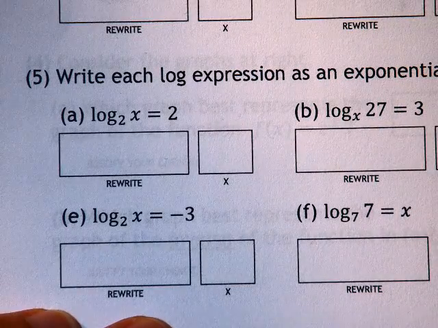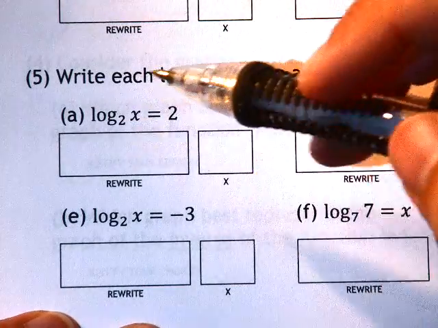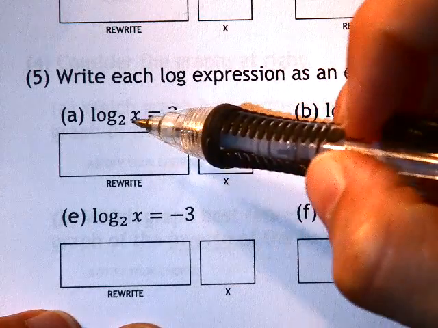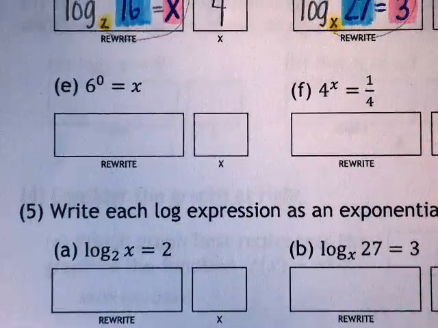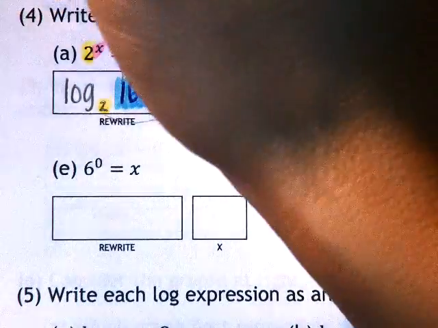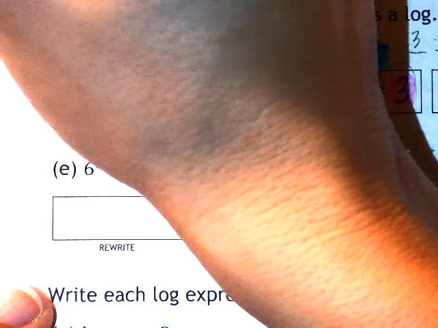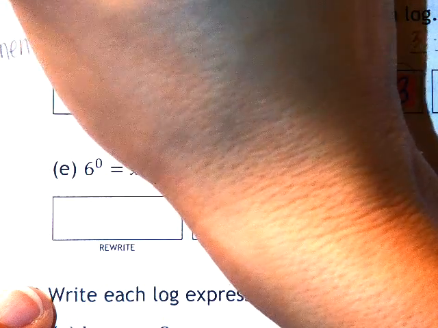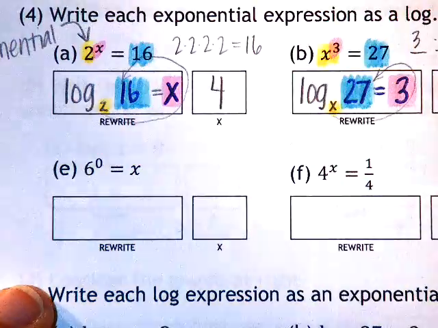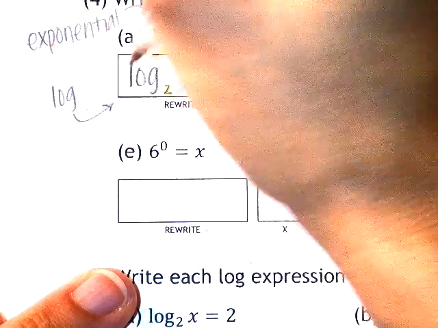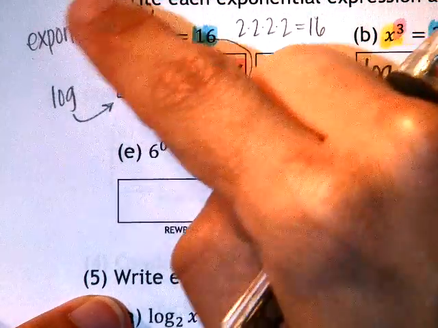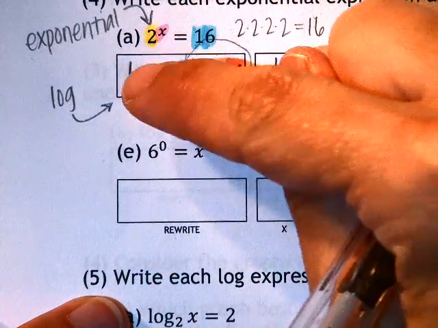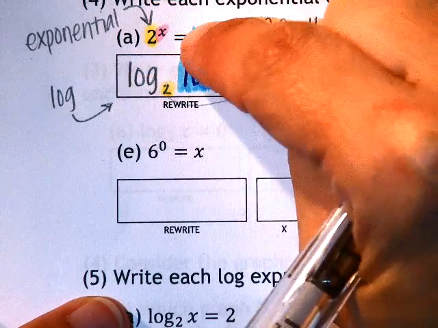In question number 5, as I just mentioned at the end of the previous video, we're going to go backwards and write logs in exponential form. The one thing you should probably understand really quickly is that exponential form, which is literally what happens when we see something that has an exponent, and log form, which is what happens when you literally see the word log in an expression, are opposites of each other. We can write exponentials as logs, and we can write logs as exponentials.